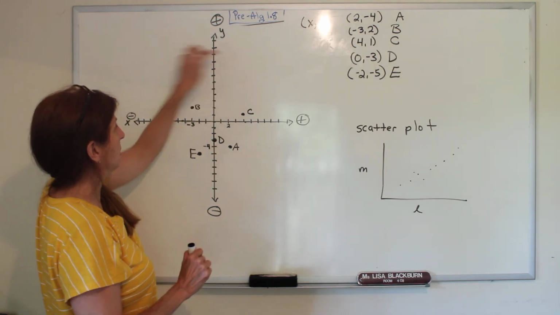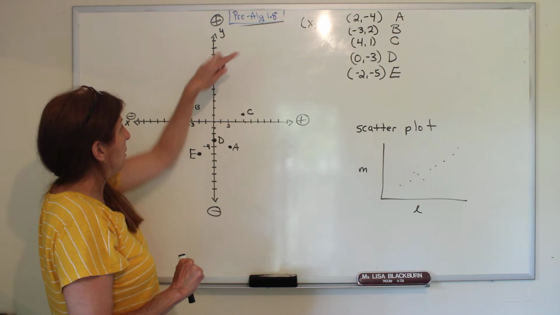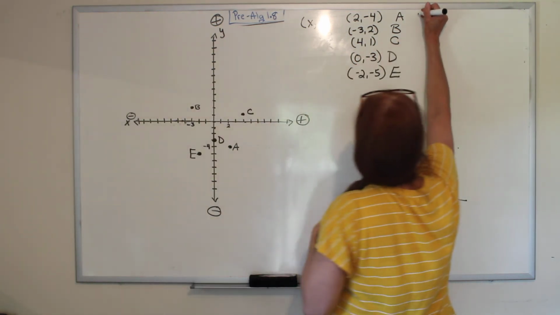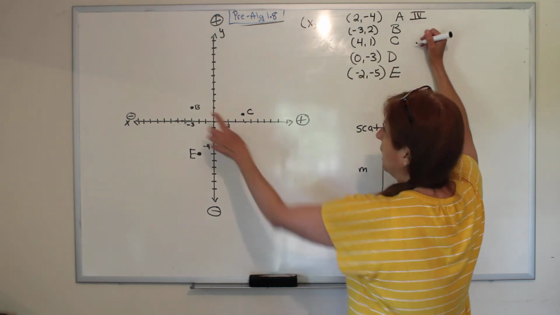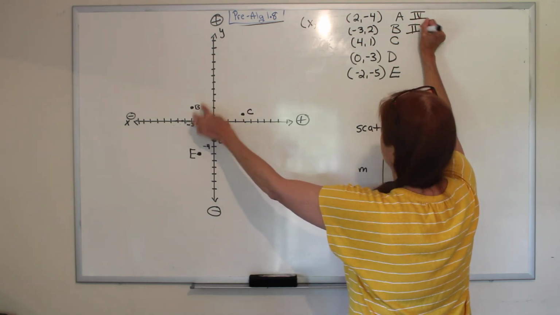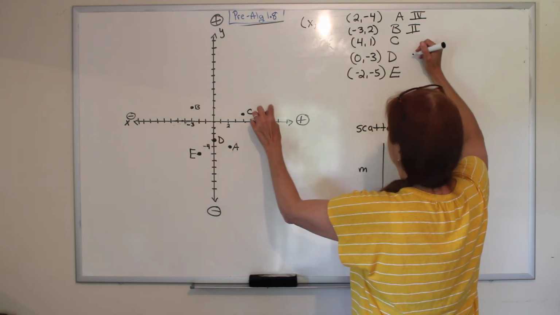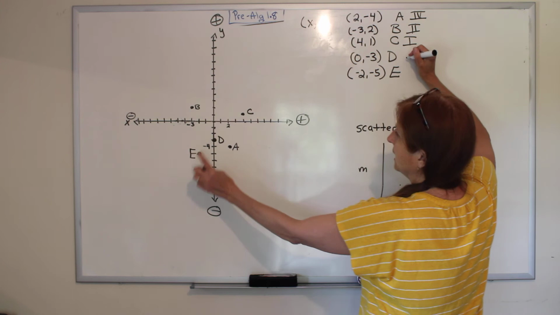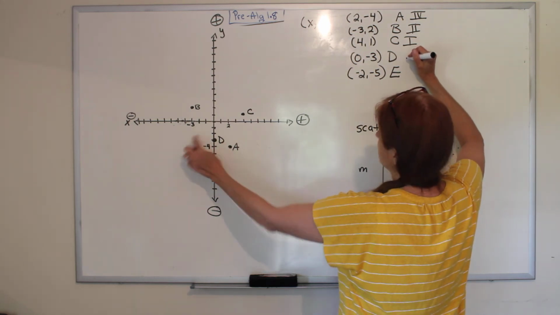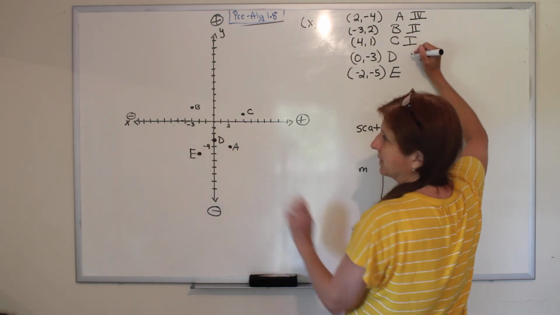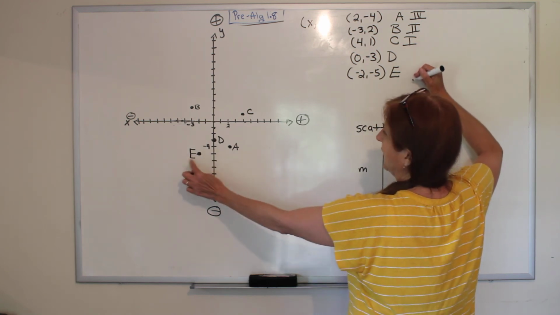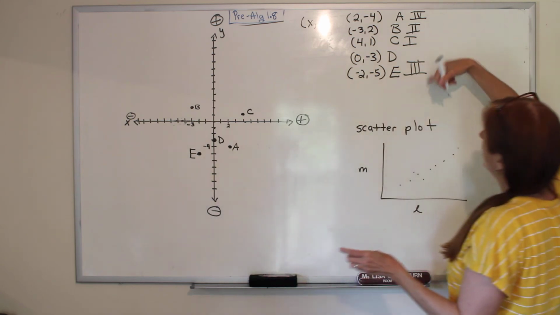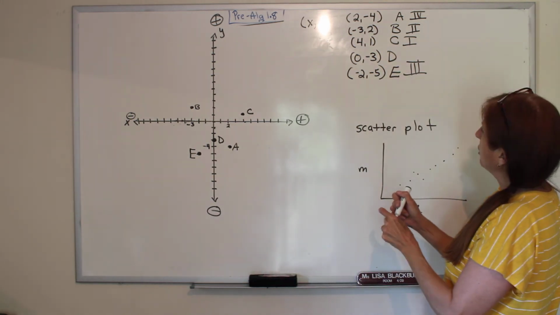Now, let's say what quadrant they're in. A is in quadrant 4. B is in quadrant 2. C is in quadrant 1. This is the first one. D is on the line. It's in between 1 and 4, so I'm not going to say what quadrant it's in. And E is in 1, 2, 3. Quadrant 3. Notice how I wrote them using Roman numerals.